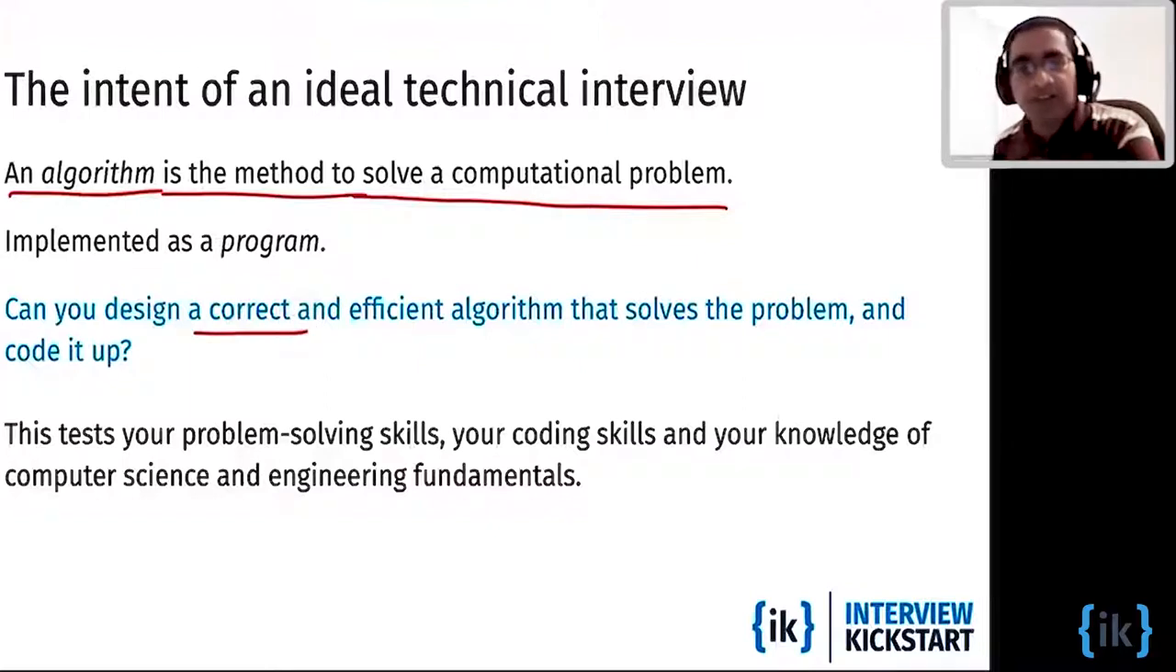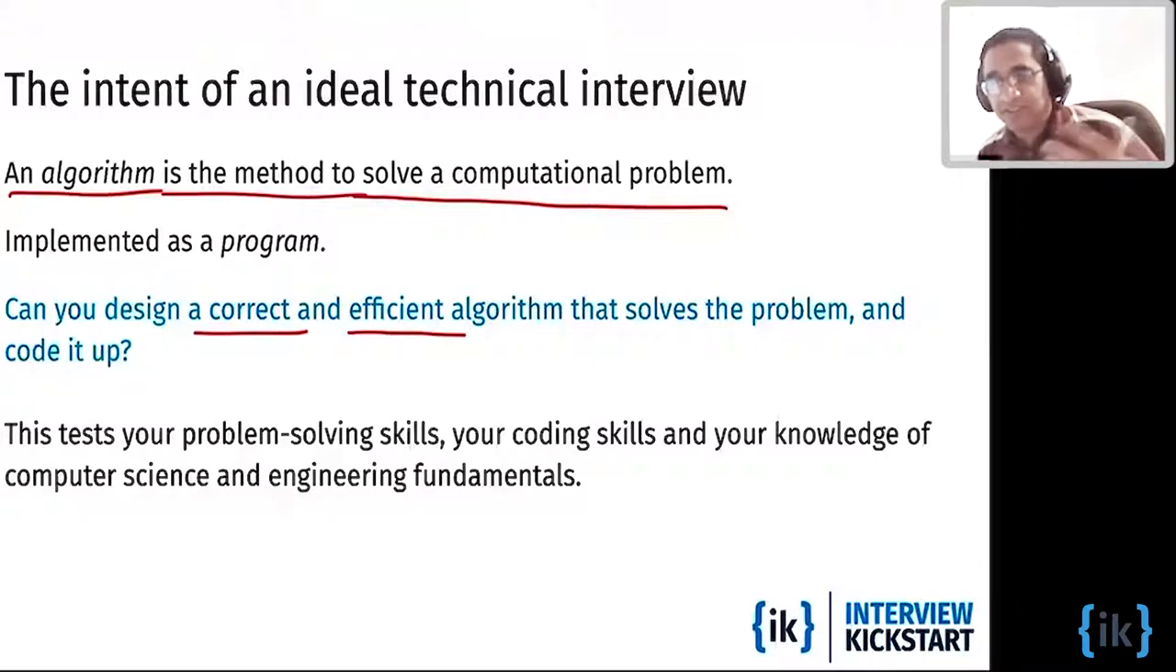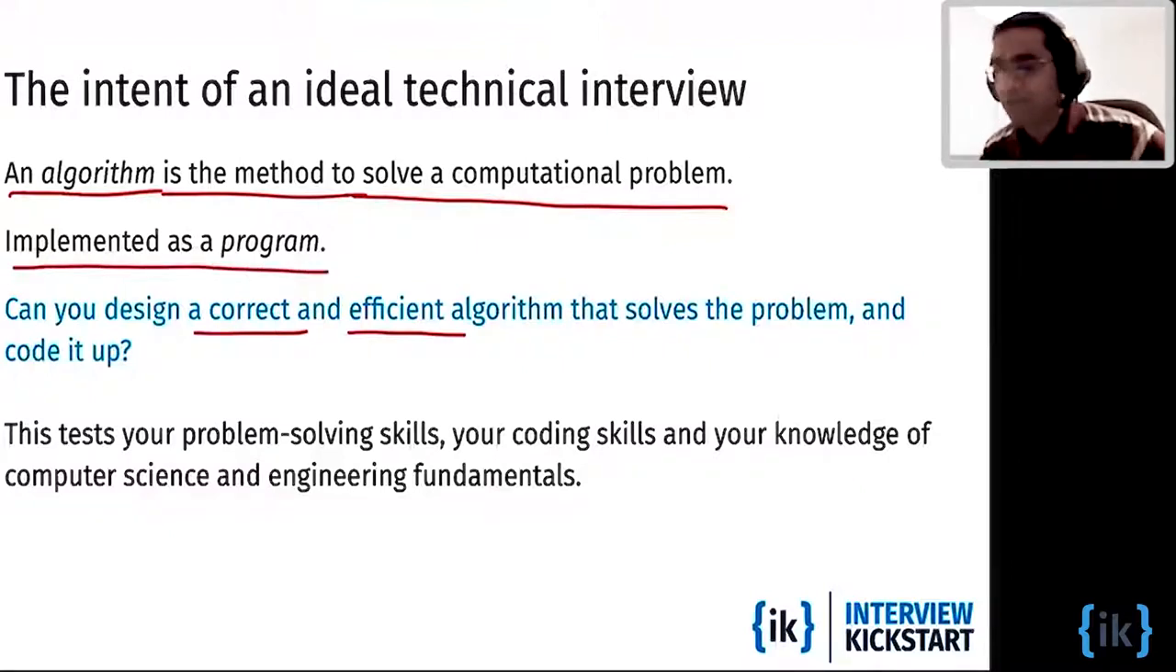That algorithm needs to be correct. That's the first requirement. It also needs to be efficient. So generally we express efficiency in terms of the time and space complexity, and we look at the worst case for the most part, with some exceptions, but generally the worst case. So once you have designed a correct and efficient algorithm to solve the problem, and you agree on that solution with the interviewer, the second part of the interview would expect you to implement that algorithm as a program.